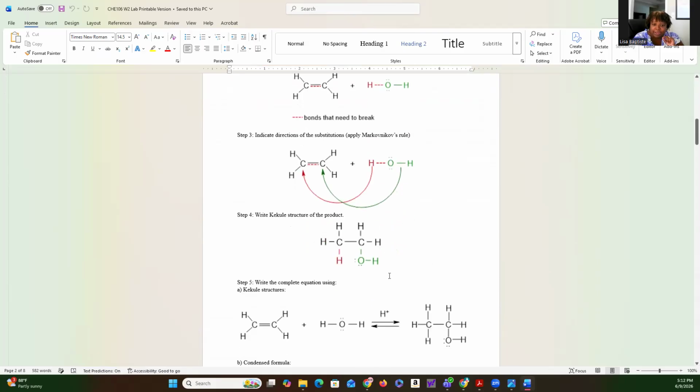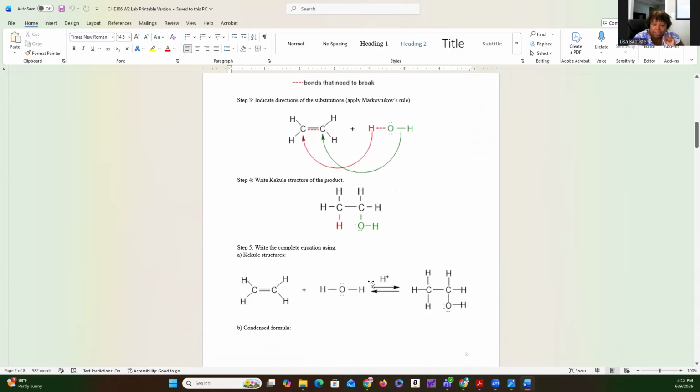And then you end up with your alcohol, all right? And so with this, remember we're counting, so 1, 2. We want that OH group to be on the lowest number carbon. And so this would be on the first carbon. But since we only have two carbons, we do not give this a number.